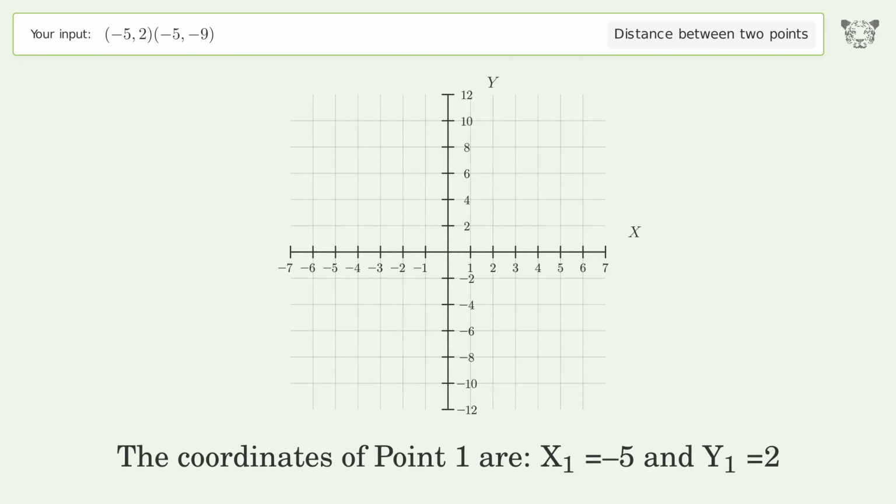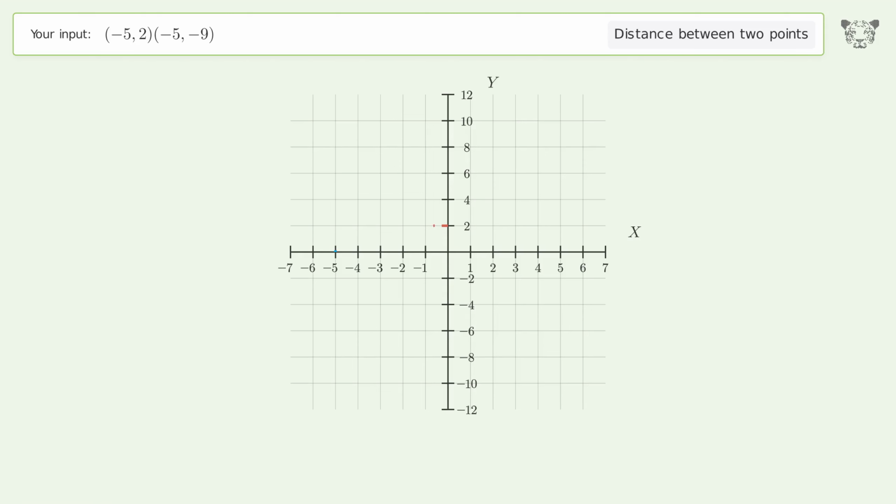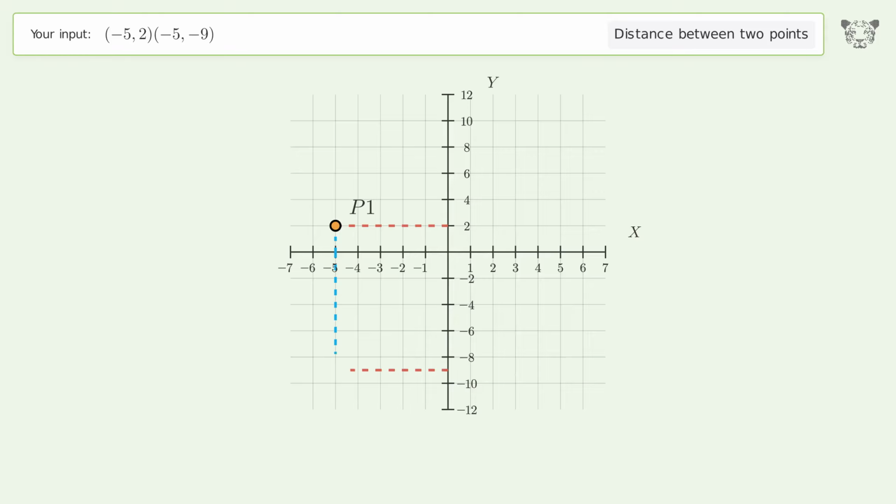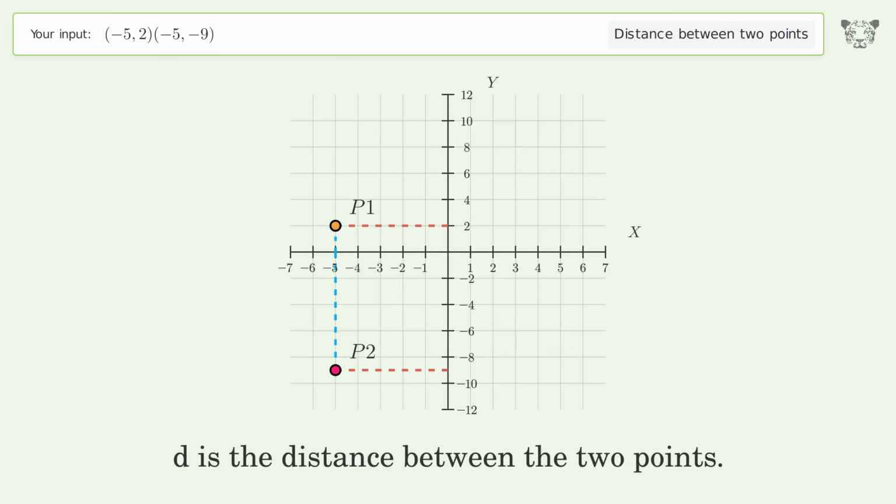The coordinates of point 1 are x1 equals -5 and y1 equals 2. The coordinates of point 2 are x2 equals -5 and y2 equals -9. D is the distance between the 2 points.